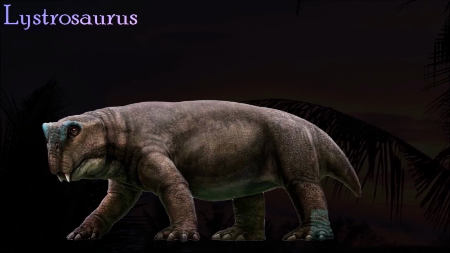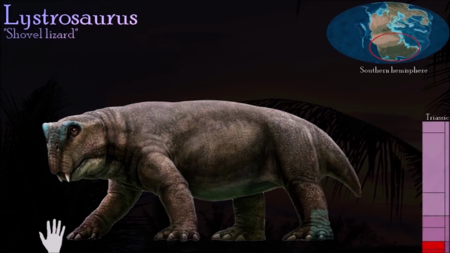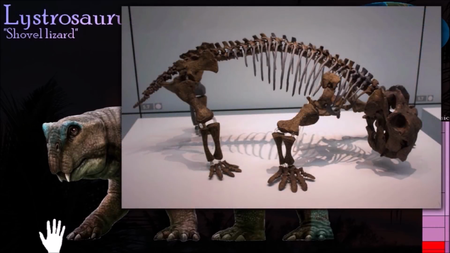This barrel-chested, pig-like herbivore lived across half the world and survived the violent Permo-Triassic mass extinction that wiped out up to 95% of all species.